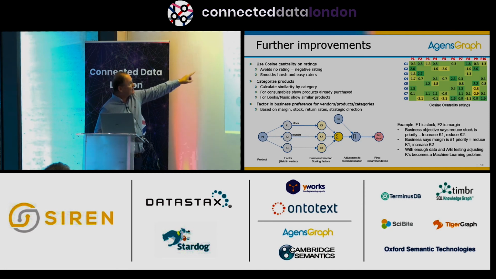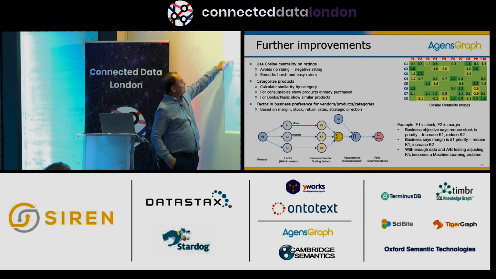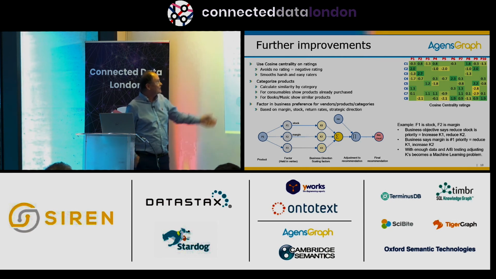Okay, I'd also categorize products, which is really easy. I could do it in the code that does the recommendation. I just say where category equals something. So it'd be much better to do it per category rather than across the entire product set, if I'm able to categorize my data. How would I categorize my data? Run this in reverse, and it would identify categories immediately for me. The other thing I would do is for consumables, I'd show products already purchased, of course. For books and music, I'd show similar products.